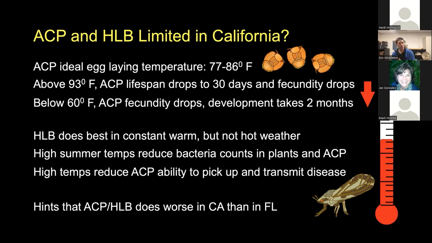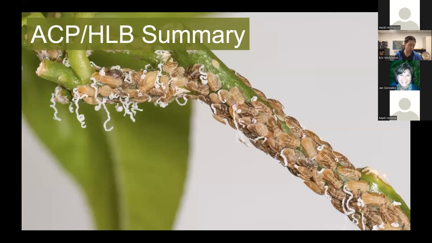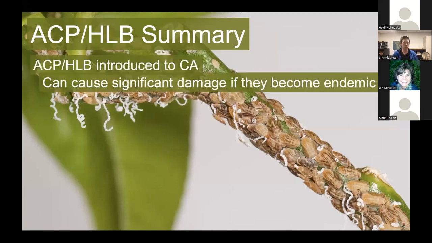That being said, this isn't something to hang your hat on and say, look, we don't need to worry about this. The environment is going to protect us from it. But what it does seem to indicate is that both of them are probably not going to be doing as well here. And that also helps to explain why Asian citrus psyllid and HLB haven't exploded rapidly in California the same way that they have done in places like, say, Florida. So a little bit of summary of all of that.